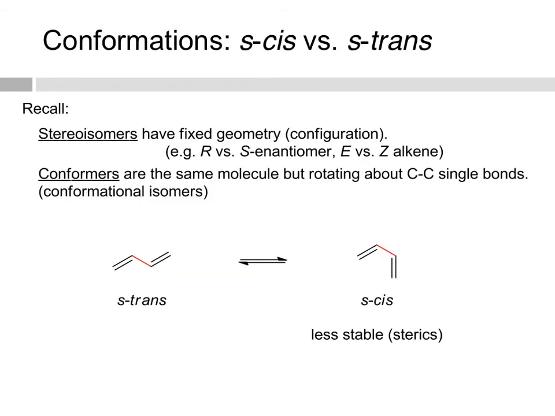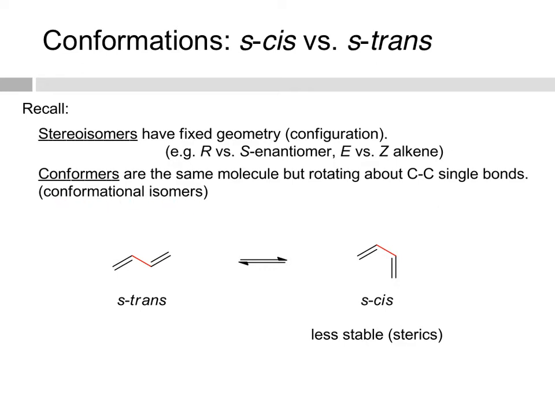Now recall that stereoisomers have fixed geometry or configuration. So for instance, if we think about the R and S enantiomer or an E and Z alkene, in order to go from R to S or E to Z, we would actually have to break a bond to do that conversion. Conformers, however, are the same molecule. So we're not breaking any bonds here if we have to convert, we are just rotating about carbon-carbon single bonds. And these are also called conformational isomers.